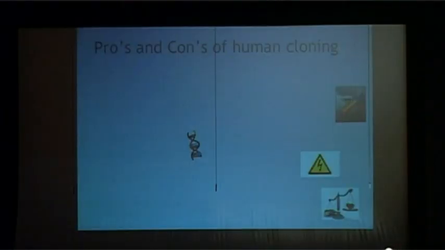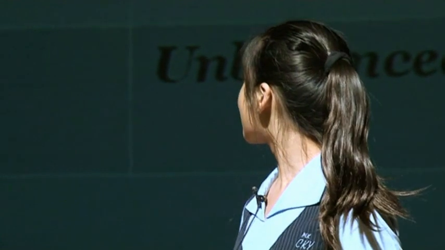And now I'm going to talk about the pros and cons of human cloning. For the advantages of human cloning, it is that it may be a solution to infertility. According to my information, 15% of the American population is actually infertile. With human cloning, they can have their own children. Secondly, you can provide organs for transplantations.